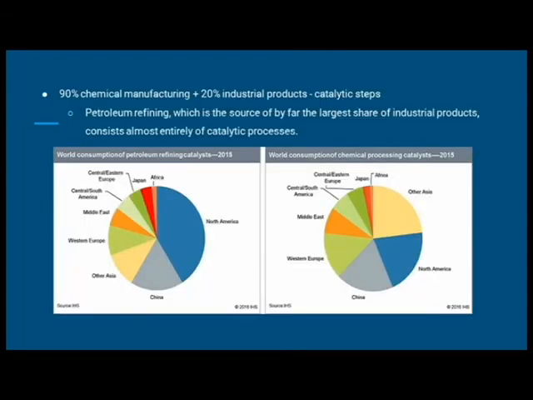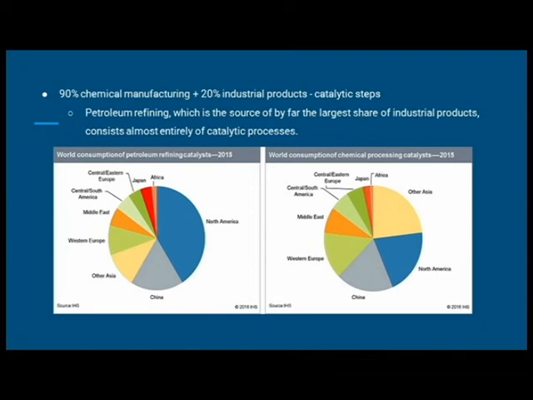Next, I will talk about the general economy of the catalyst. As for today, process catalysts play a vital role in the economy. About 90% of chemical manufacturing processes and more than 20% of all industrial products implement catalytic steps in their process. For example, petroleum refining, which by far has the largest share of industrial products, consists almost entirely of catalytic processes.